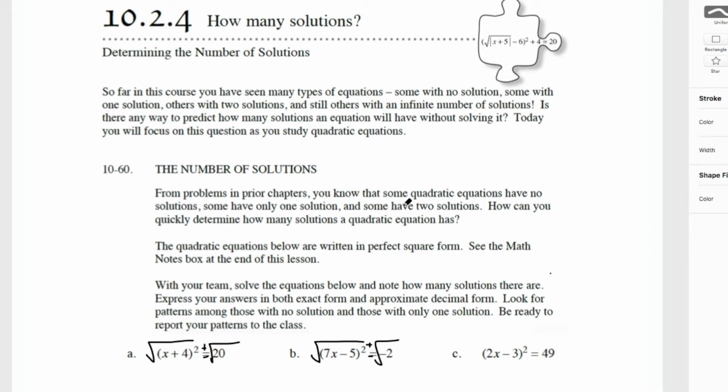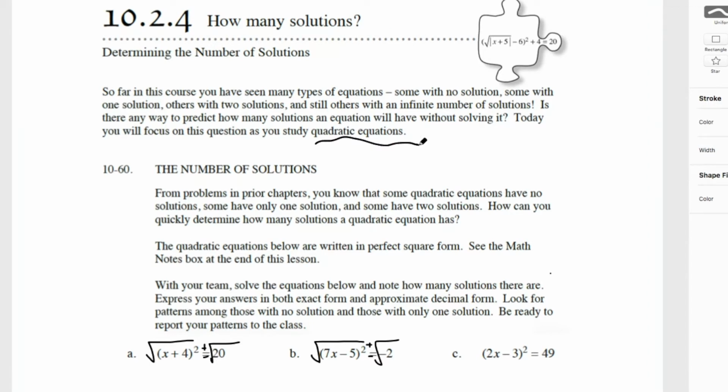So far in this course, you've seen many types of equations, some with no solutions, some with one solution, and yes, others with two solutions, and still yet others with infinitely many solutions. Is there a way to predict how many solutions an equation will have without solving it? Today you will focus on this question as you study quadratic equations. Those good equations that you now know how to solve because you've taken Algebra 1.